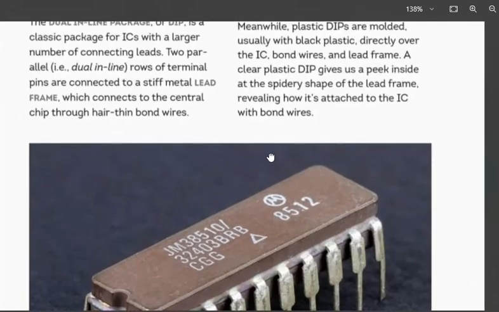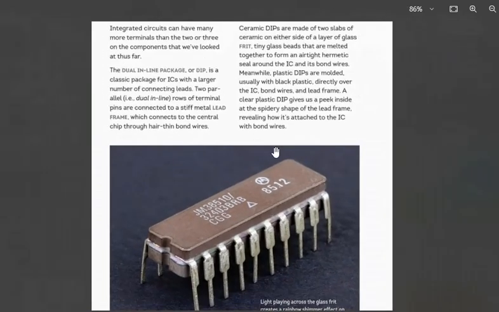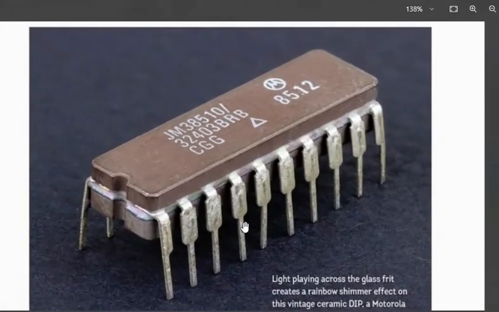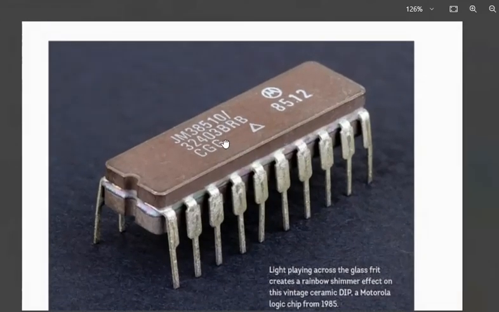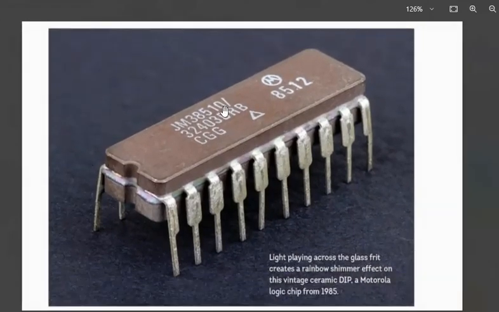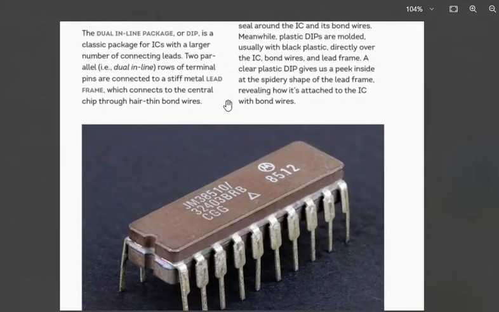And how does it work? DIPs have two parallel rows of pins which are connected to the IC's internal circuitry through bond wires. These pins are inserted into the sockets on the circuit board, establishing electrical connections between the IC and the other components. These pins, you can see them. So let's talk about where we can find DIPs.